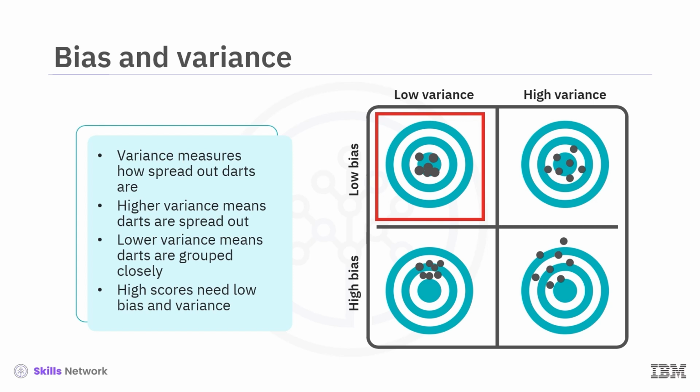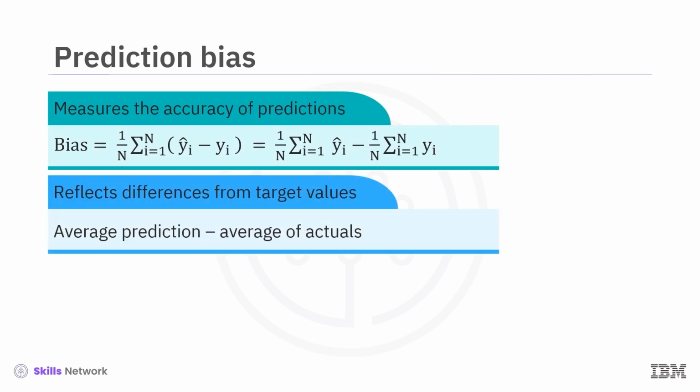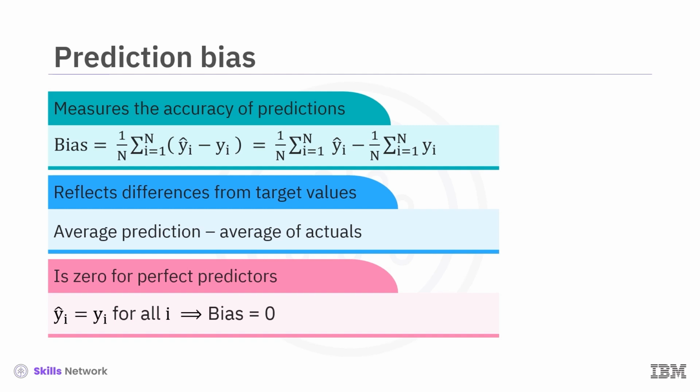Prediction bias refers to how precise a model's predictions are. It's measured by the average difference between what the model predicts and the actual target values in the data. A perfect predictor has 0 bias.